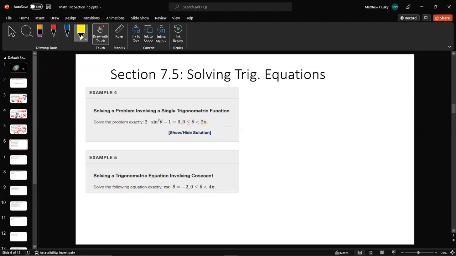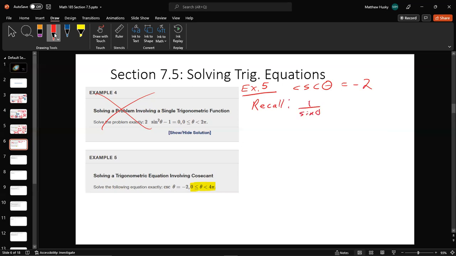So yet again, this one's actually kind of an oddball. You notice they're actually going from 0 to 4 pi. That's kind of unusual, but it is what it is. All right, so let's take a look at this problem here, shall we? This is example number 5. We've already done that one. So cosecant of theta is equal to -2. Recall that 1 over sine theta is equivalent to cosecant theta.